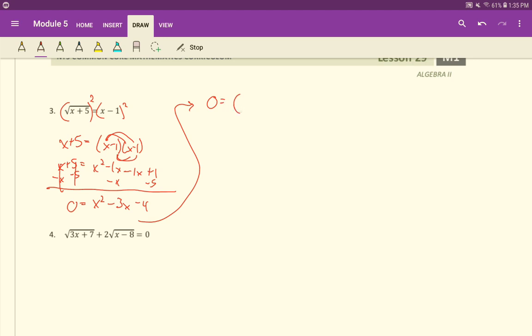And we'll factor. Again, pause the video and try and factor this. Can you come up with two numbers that multiply to make negative 4 but add to make negative 3? Okay, and the answer is negative 4 and positive 1. So we get x minus 4 equals 0, x plus 1 equals 0. So x equals 4, x equals negative 1.